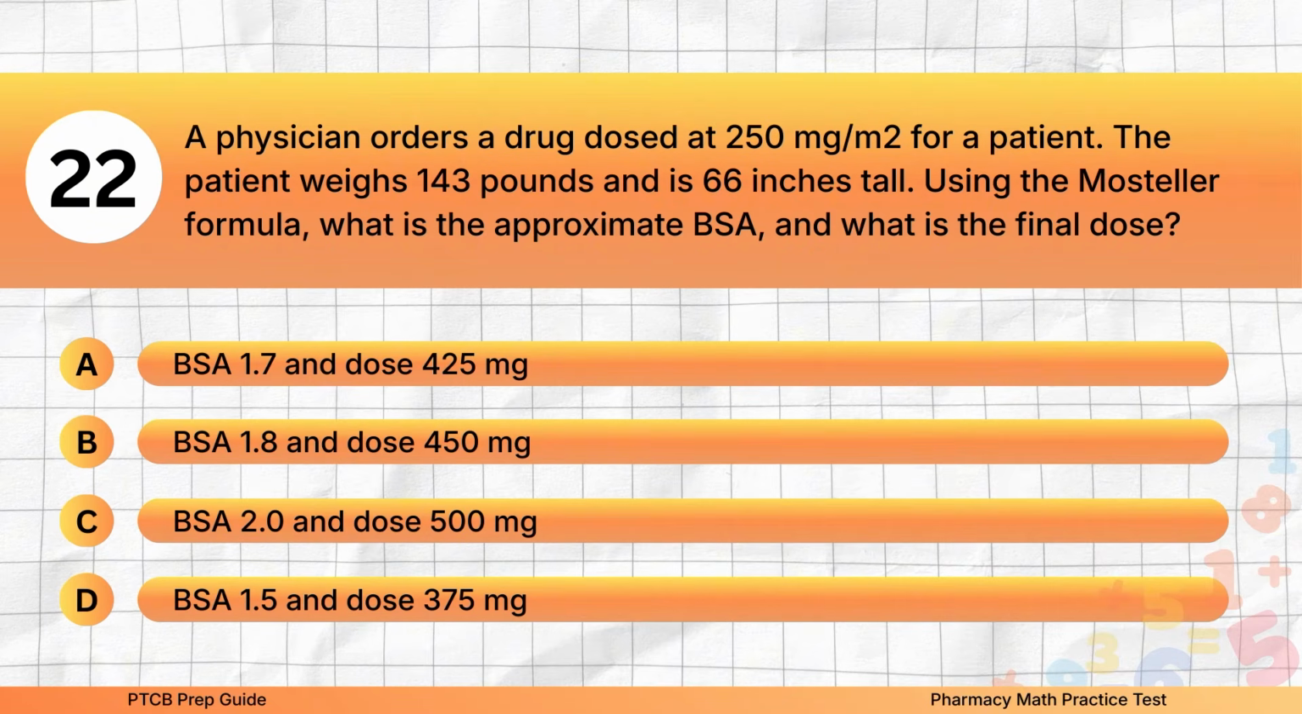Moving on to a complex dosing calculation. A physician orders a drug dosed at 250 milligrams per square meter for a patient. The patient weighs 143 pounds and is 66 inches tall. Using the Mosteller formula, what is the approximate BSA and what is the final dose? Here are your options. A is BSA 1.7 and dose 425. B is BSA 1.8 and dose 450. C is BSA 2.0 and dose 500. D is BSA 1.5 and dose 375. Hit pause and grab your calculator for this one.